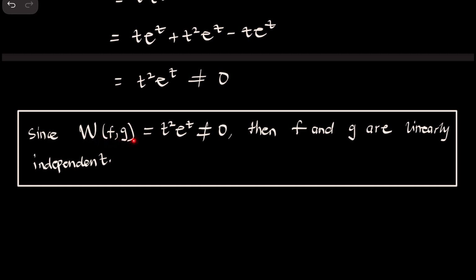Since the Wronskian of f and g is equal to t squared e^t, which is not equal to 0, then f and g are linearly independent.